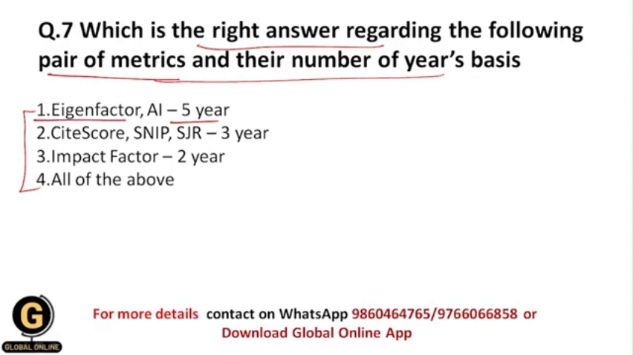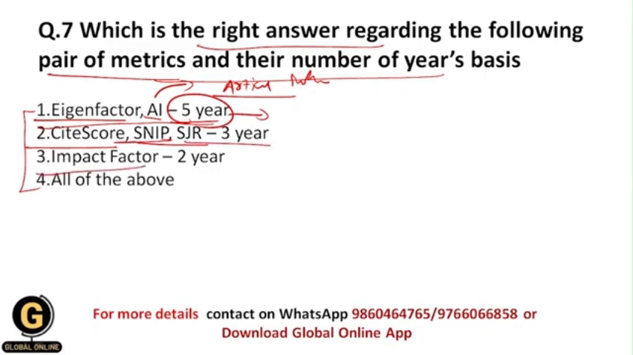So here, Eigenfactor, then AI meaning Article Influence, Article Influence 5 year. It means that Eigenfactor and Article Influence, both of these are journal metrics, and they track the citations for the preceding 5 years. This is the meaning of the first option. Again, in the second option, CiteScore, SNIP and SJR, all three are journal metrics, and they track the citations for the preceding 3 years. Impact factor, again 2 year.